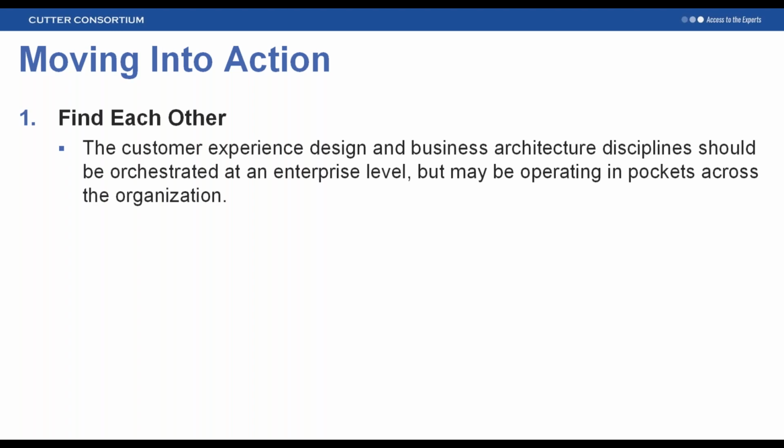And so then just to say, where do we go from here? Assuming, again, you have both a customer experience and a business architecture team in your organization, the first step, if you haven't already done so, is to find each other. As I mentioned in the beginning, ideally customer experience design and business architecture should be disciplines that are orchestrated at an enterprise level across silos. But the reality is it might not work that way, or it might not work that way yet in your organization. So they might be operating in pockets across the organization. For example, a business architecture team might have gained traction in a couple business units, or customer experience design might be orchestrated out of the marketing department and maybe one other place. So first step is find each other.